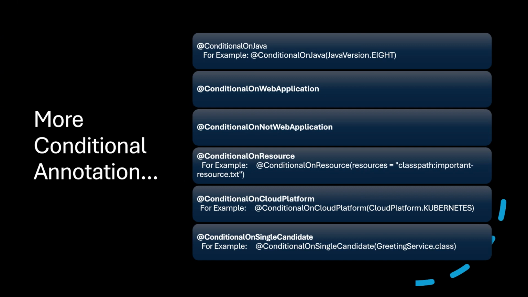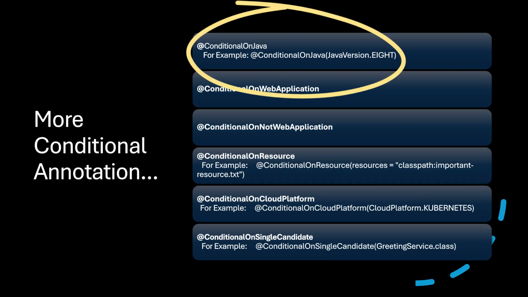Spring Boot provides several powerful conditional annotations that allow us to control bean creation based on different conditions. Let's explore some of them. @ConditionalOnJava. This annotation allows us to create a bean based on the Java version being used. For example, if we want to create a bean only if the application is running on Java 8.